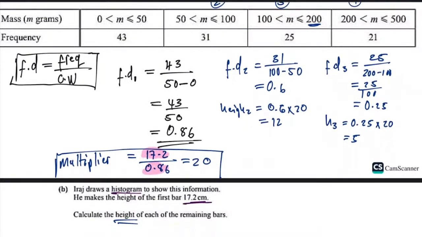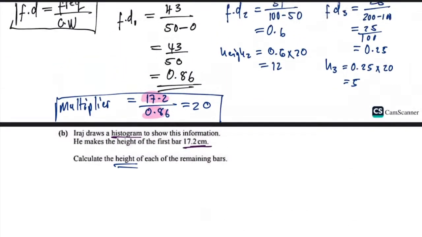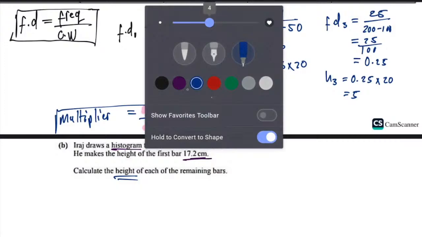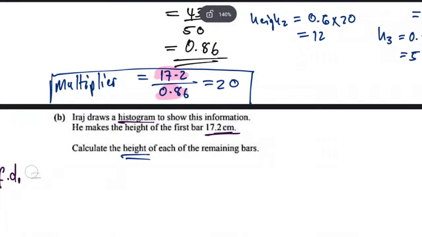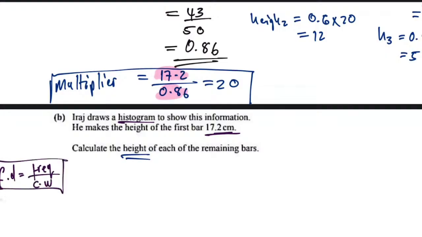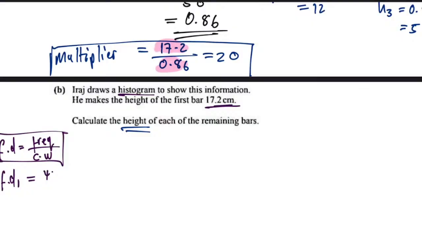And we are done. So calculate the height of each of the remaining bars. Let's put the workings which we have been doing, because they want the workings, obviously. For the first one, you can first say frequency density is equal to frequency over class width, because you're going to need that. The frequency density for the first one we found to be 43 over 50 minus 0, which is 43 over 50, which is 0.86.